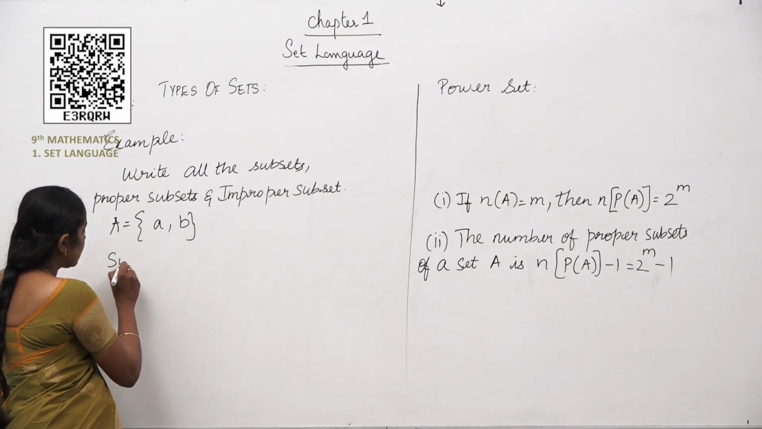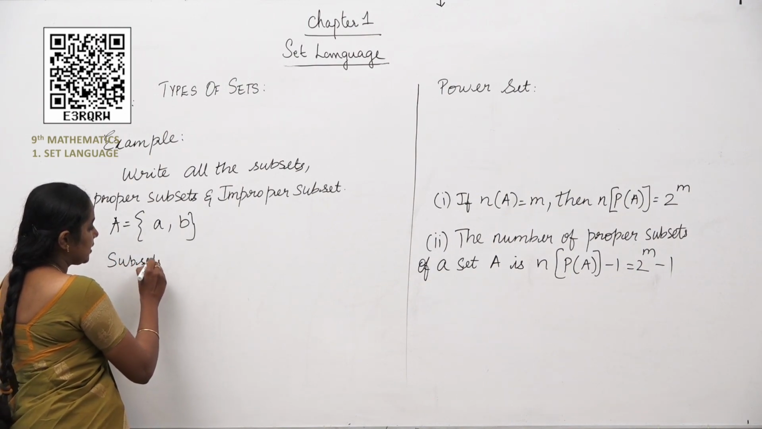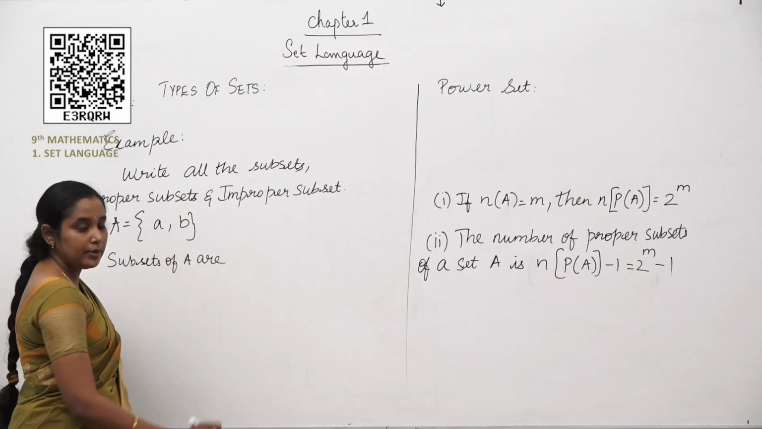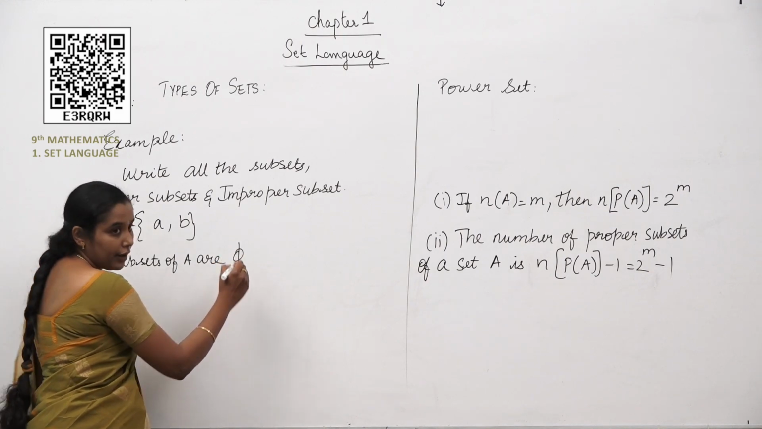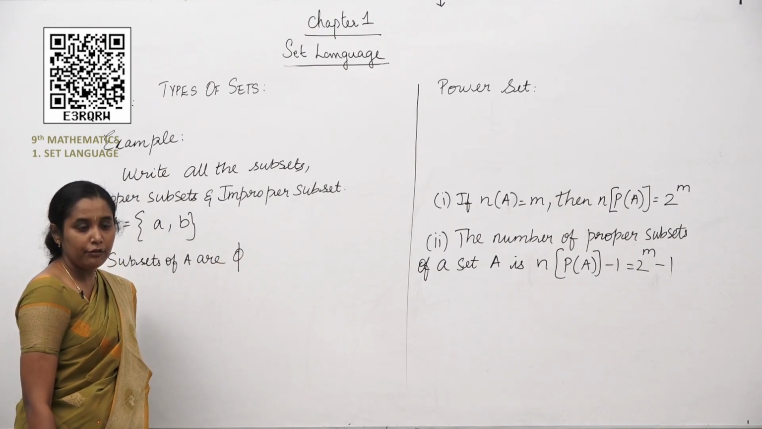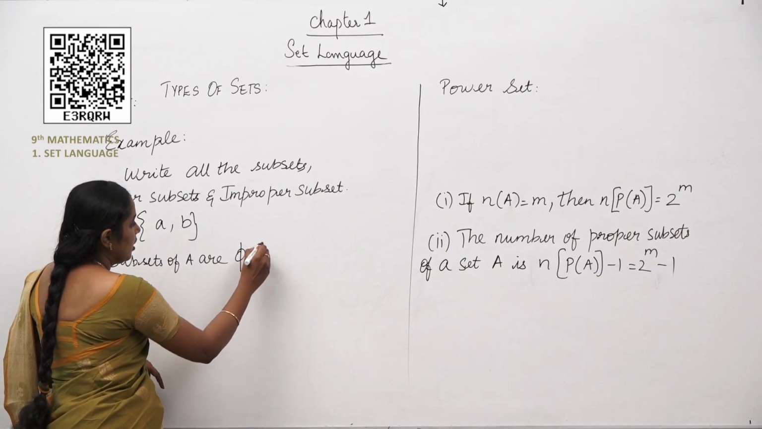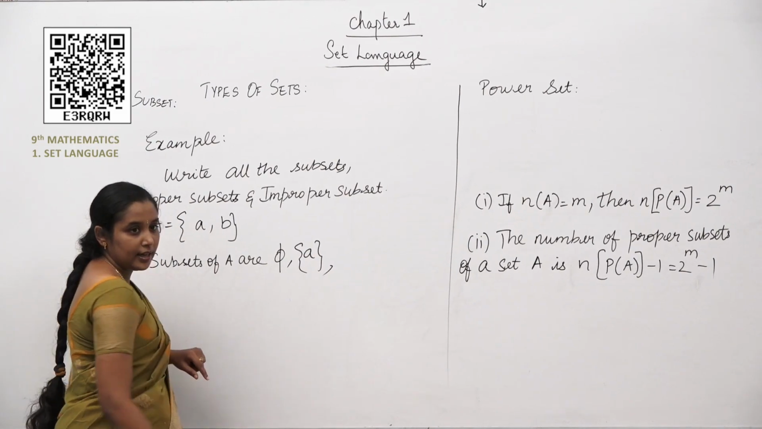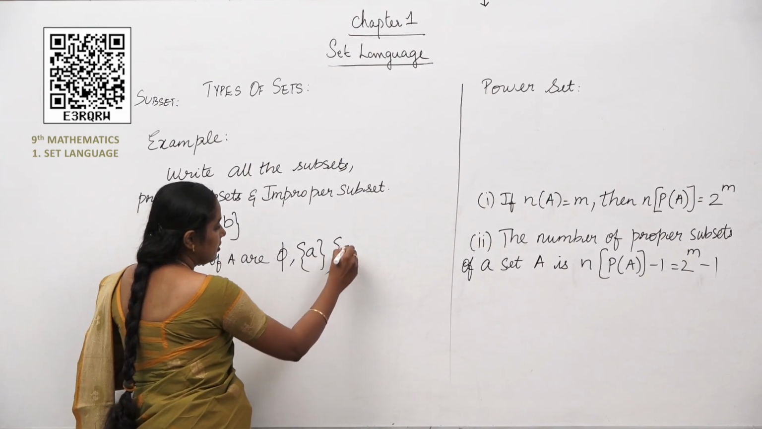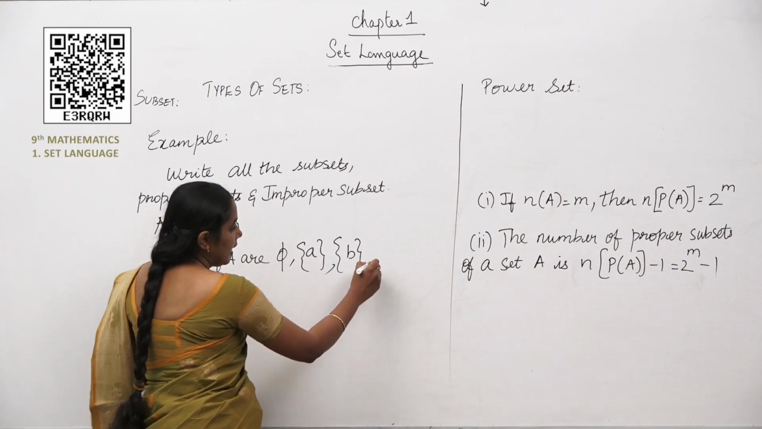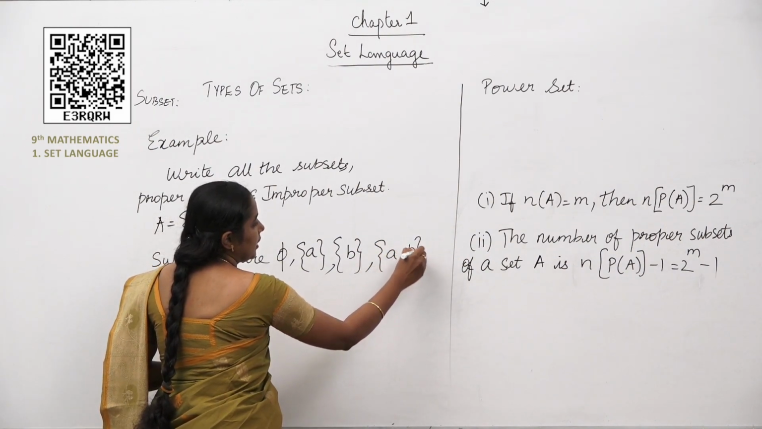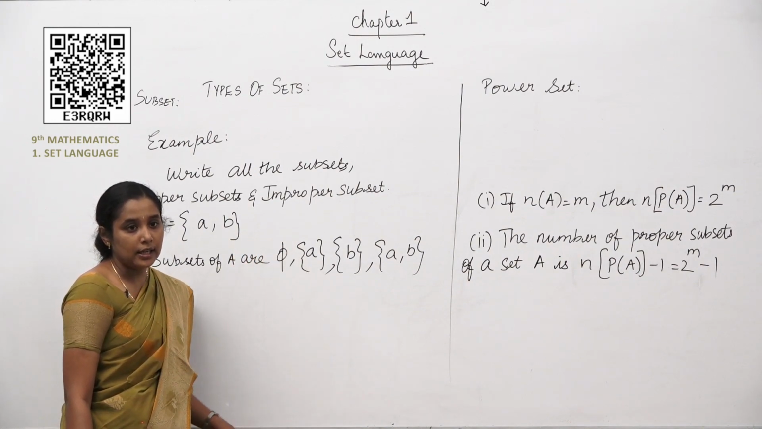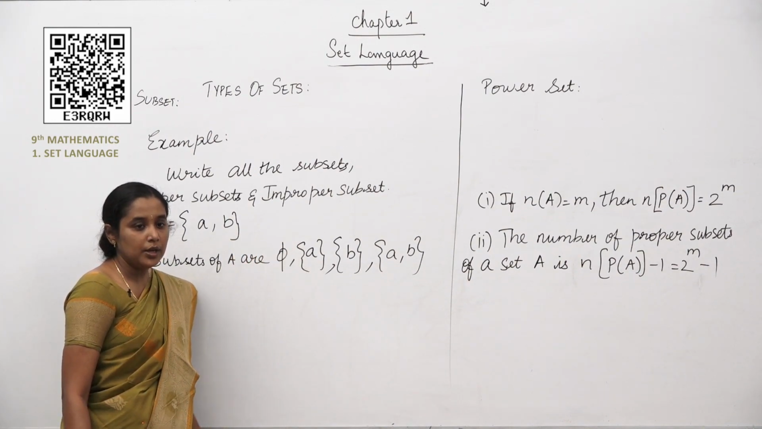First you will write the subsets of A. What will be the subsets of A? The empty set is a subset of every set. Next, you will write {a}, then {b}, then {a, b}. That is, every set is a subset of itself.